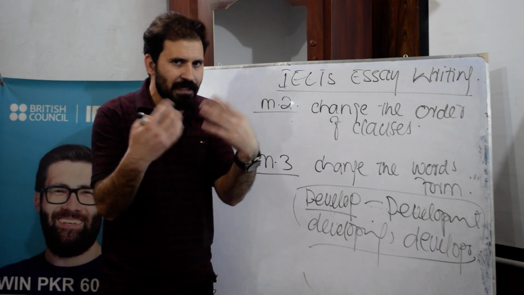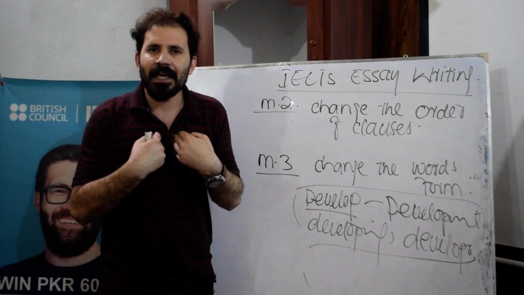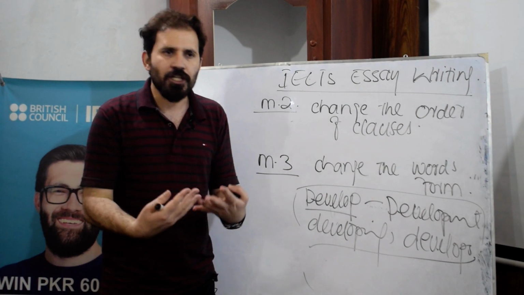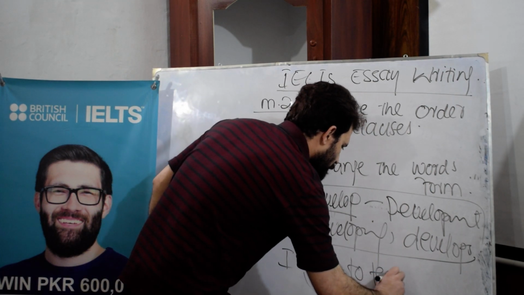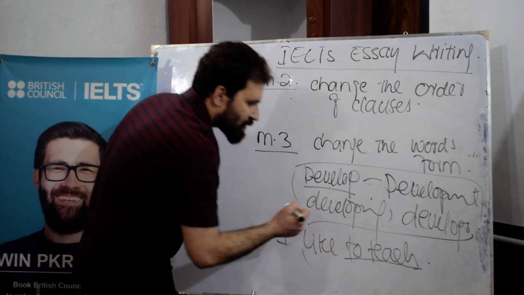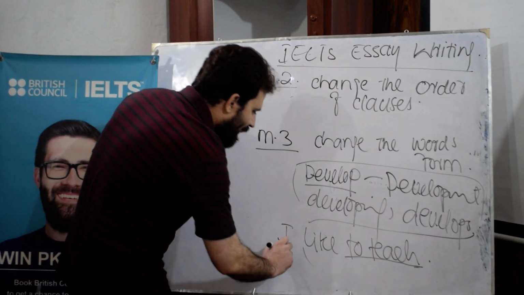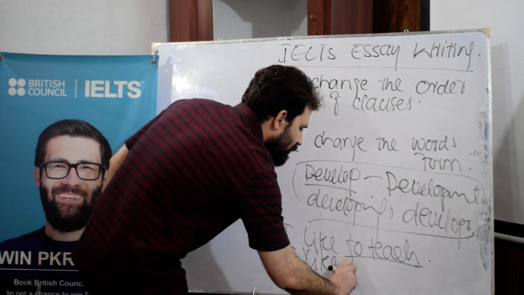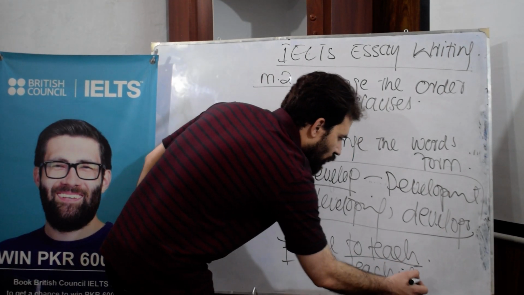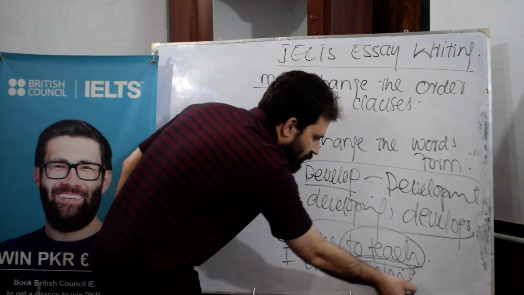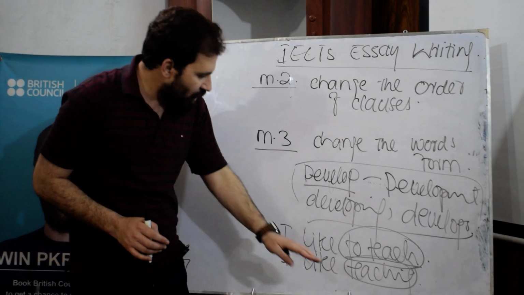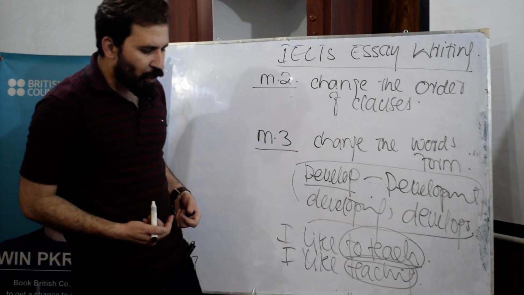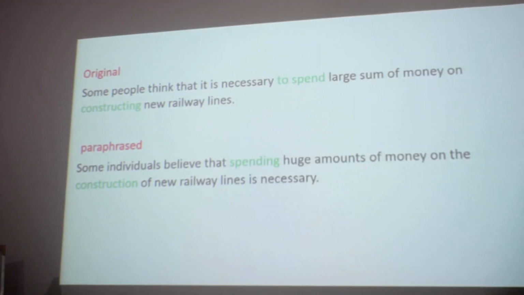Let me explain it very simply. If I say, I like to teach, here I have used an infinitive. Now I can say, I like teaching. So I changed to teach into the teaching form. This is changing the word form. I change from infinitive to gerund, or you can change from gerund to infinitive. Let me show you in a complete example how IELTS can give you a question and how you can bring some changes in it.